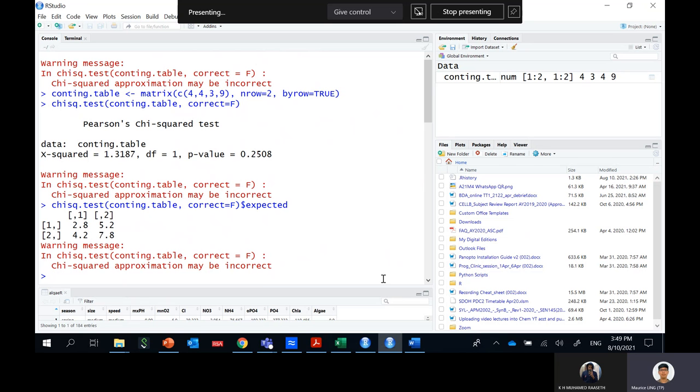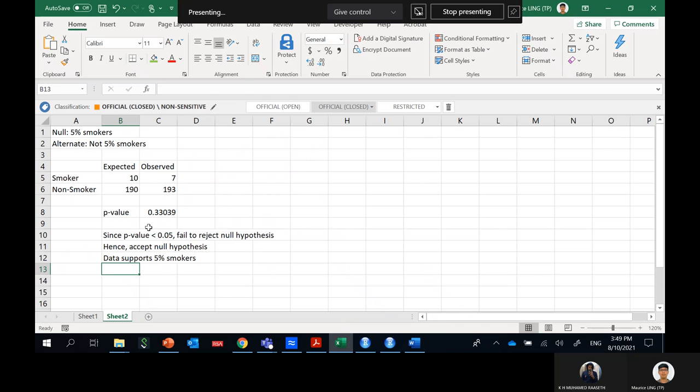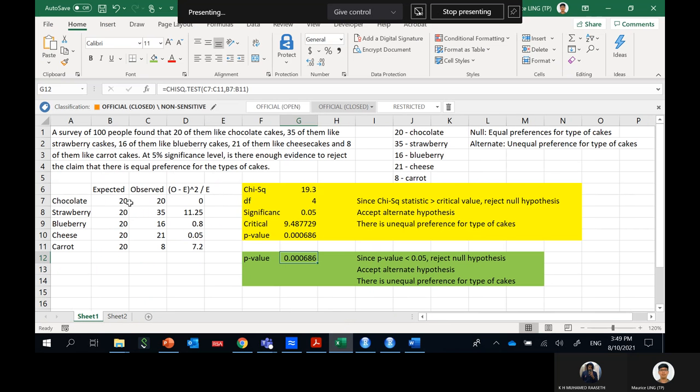Yes, correct. So this is one mistake. Don't assume that the expected cannot have a decimal place. Expected can have a decimal place. A lot of people make this mistake. My own lecturer in Poly made this mistake. Yeah, I went to Poly, of course.